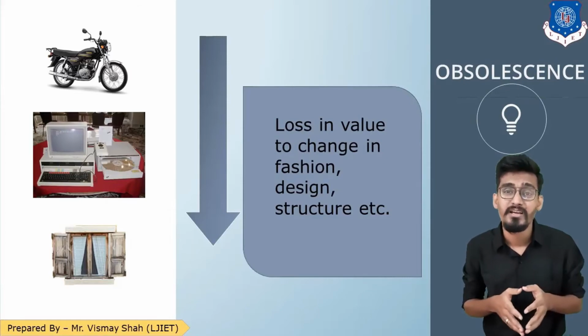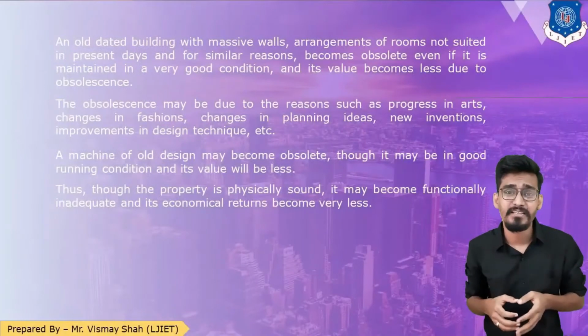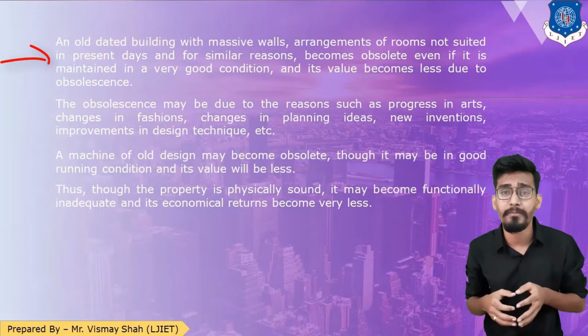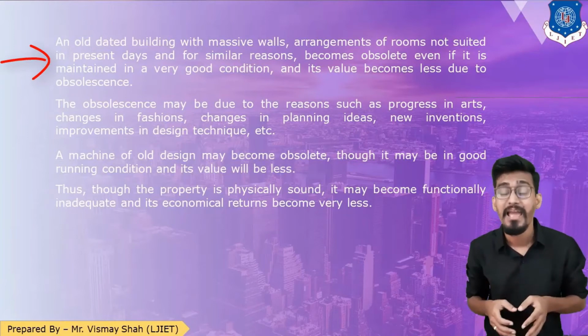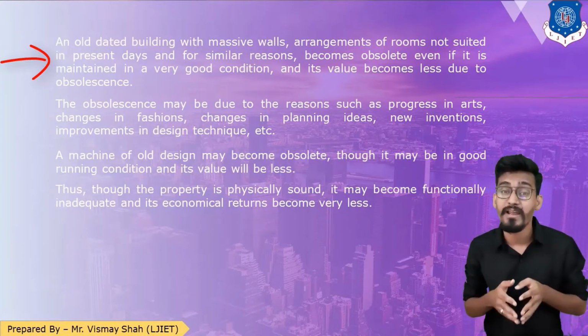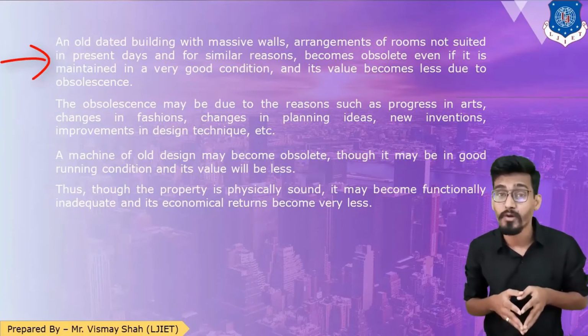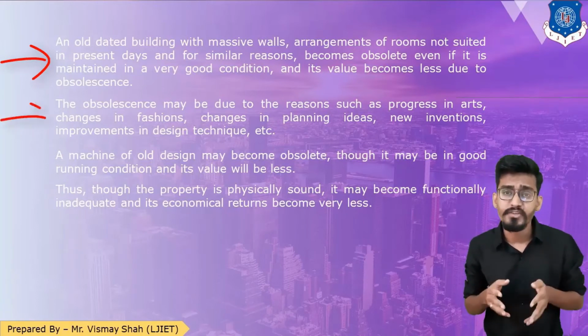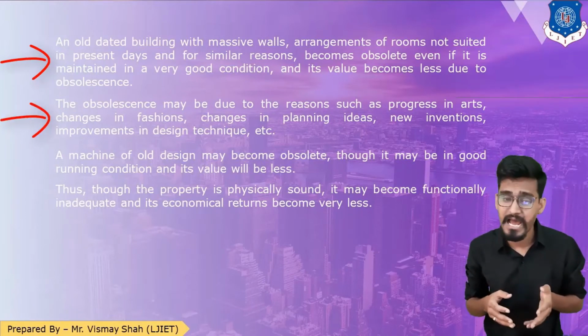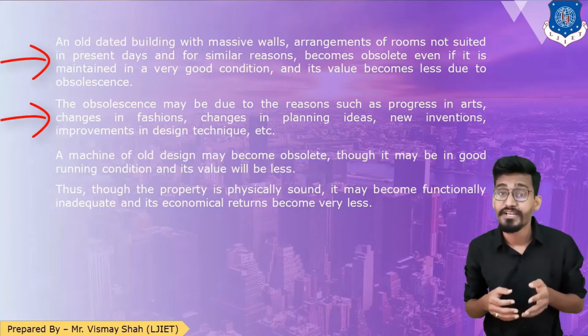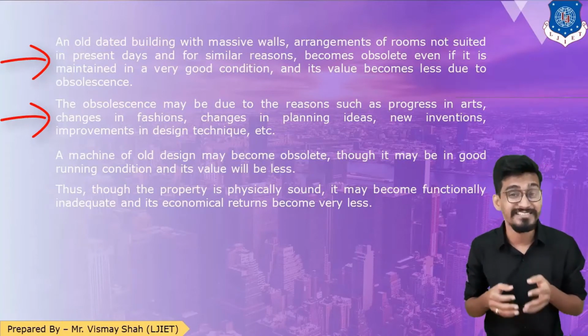Now let us look at some of the other points regarding obsolescence. As we have discussed in the previous slides, an old dated building with massive walls and an arrangement of rooms not suitable in present date, even if maintained very well, loses its value considerably, and that is what obsolescence is. The obsolescence may be due to reasons such as the progress in arts, changes in fashion, changes in planning ideas, the innovations, etc.